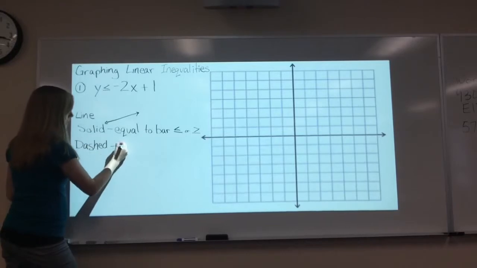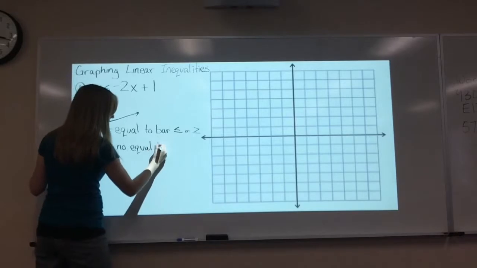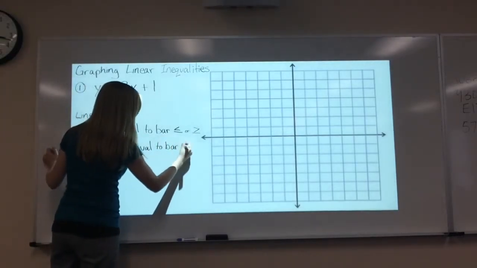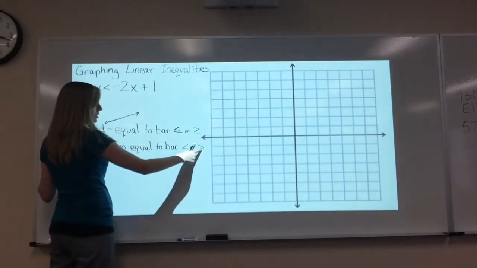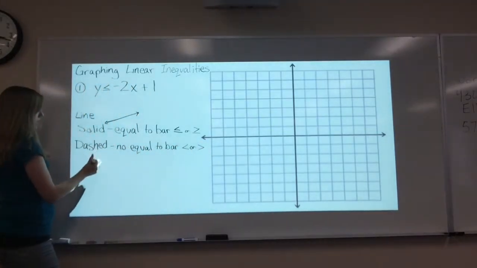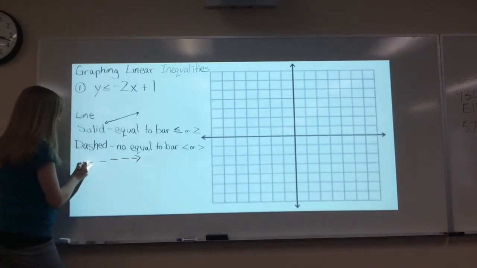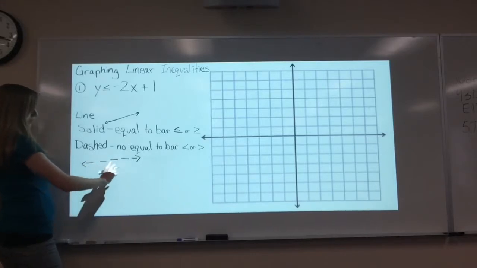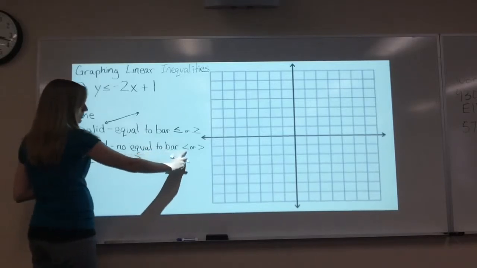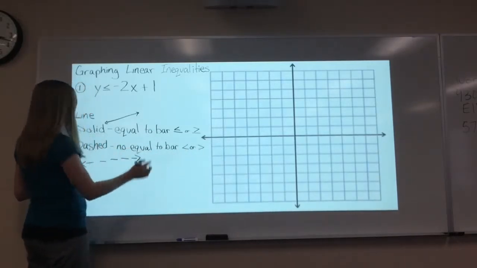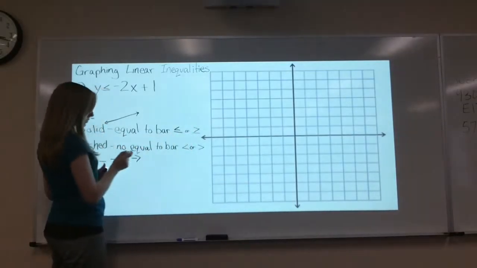A dashed line is when there is no equal to bar. The equal to bar is missing. So for example, that would be the less than symbol or the greater than symbol. You'll notice no equal to bar here. By dashed line, I mean a line that looks like this. See how it has breaks in between? So I call those dashes. So a line with breaks in between, that's when there's no equal to bar, so less than or greater than. A solid line has the equal to bar, so less than or equal to or greater than or equal to.